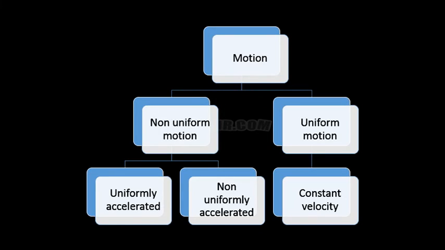So in the end, I would like to conclude that motion is of two types, uniform motion and non-uniform motion. Uniform motion means the velocity is constant, but non-uniform motion means the velocity is not constant. So based on how the velocity changes, you have non-uniform motion as uniformly accelerated if the velocity increases or decreases by equal amounts, and non-uniformly accelerated if the velocity changes by unequal amounts in equal intervals of time.